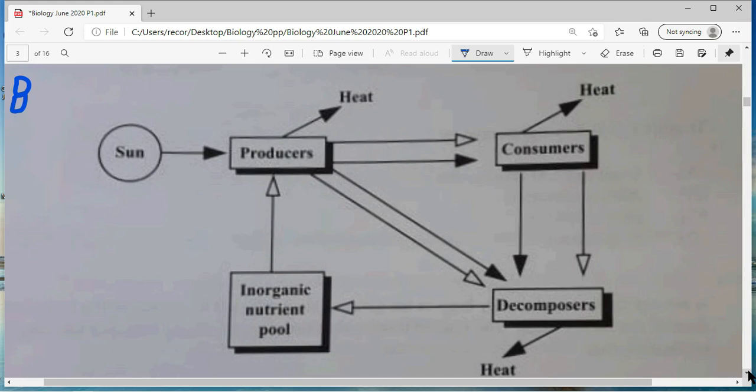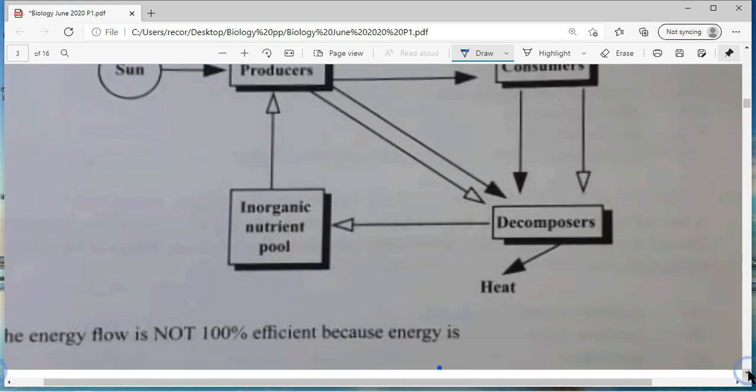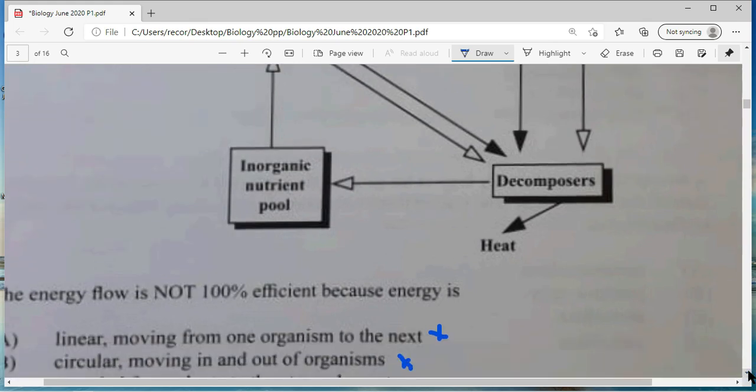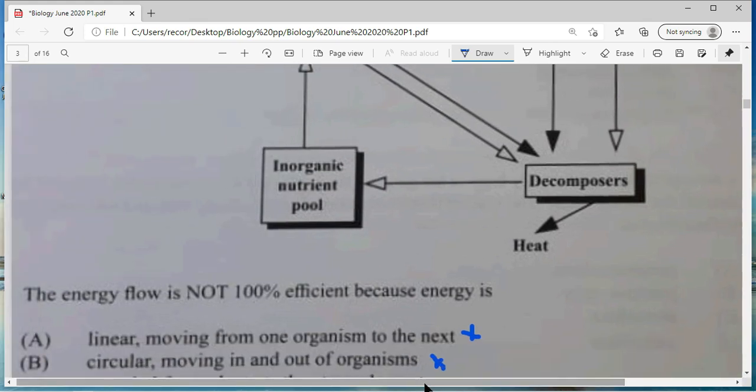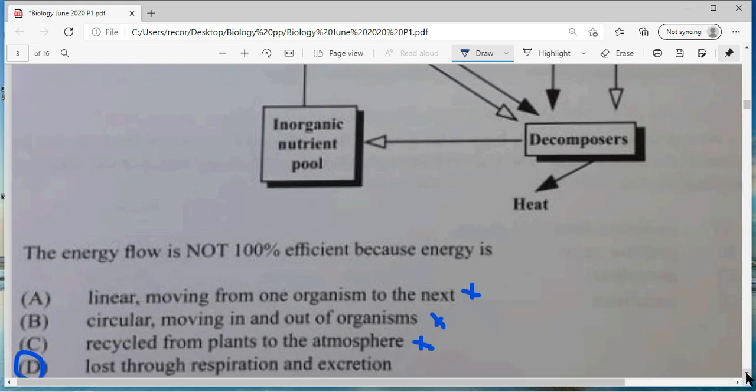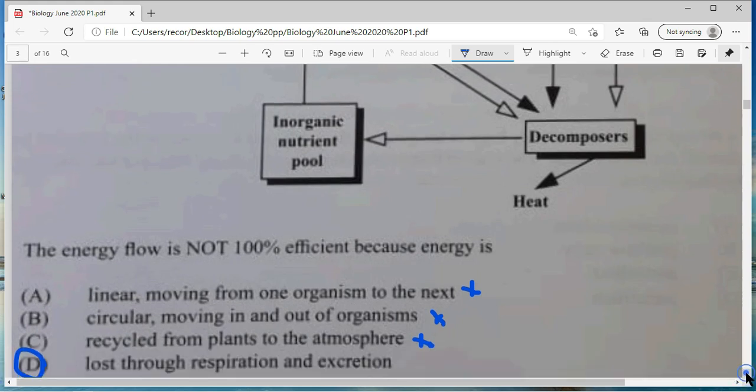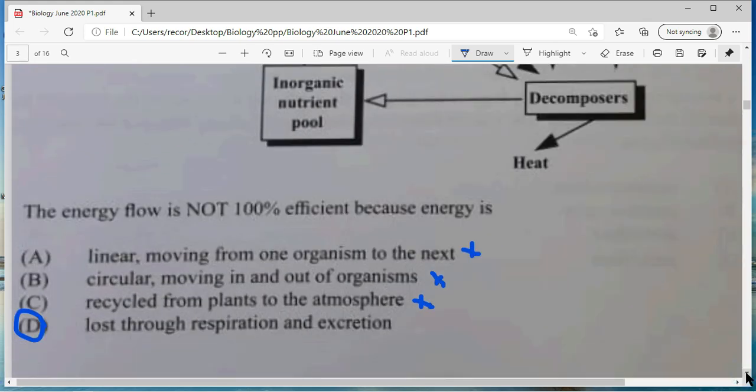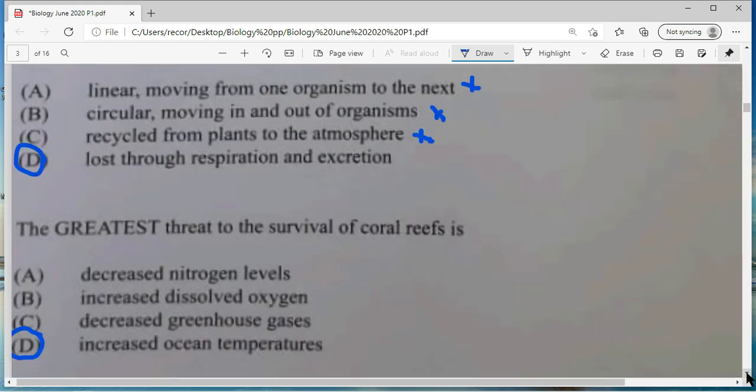So answer there B. Item 8 refers to, of course, this diagram showing the flow of energy pretty much in an ecosystem. Heat there lost for producer, consumer, and decomposer. So it wants us the energy flow is not 100% efficient. And of course, this is because if we omitted A, we omitted B and C, and of course D, we chose D to be the answer. Lost energy is of course lost through respiration and excretion, as we explained earlier. So of course D there being the answer.